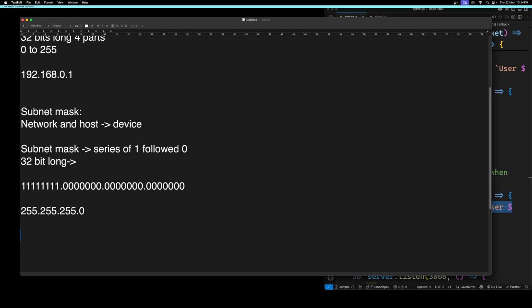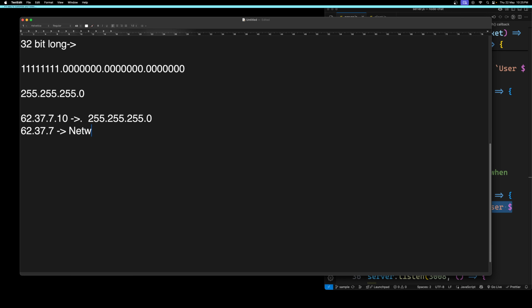For example, let's say you have an IP address 62.37.7.10, and a subnet mask of 255.255.255.0. Then the first 24 bits, that is 62.37.7, is the network portion, and the remaining 10 is the host, which is the identifier. That is the main thing you need to understand.